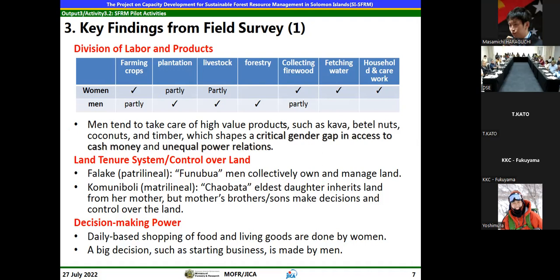So for decision making power, as we mentioned in the family, like shopping for food, it is done by women and also by men as well. We need to talk about the decisions and what's needed.